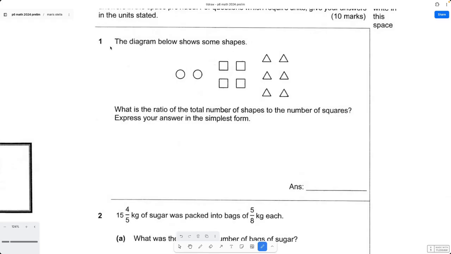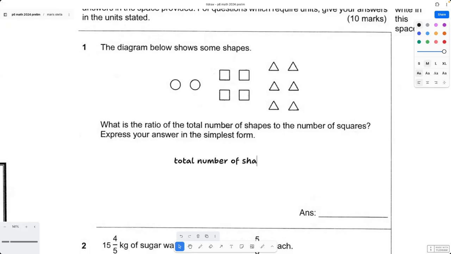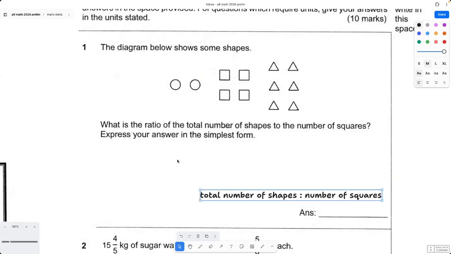So question 1 says the diagram below shows some shapes. What is the ratio of the total number of shapes to the number of squares? Express your answer in the simplest form. Okay, so always write down total number of shapes to the number of squares. So this is what we want for the answer.